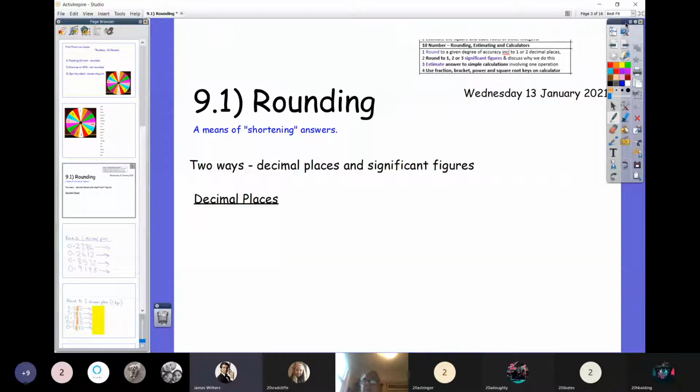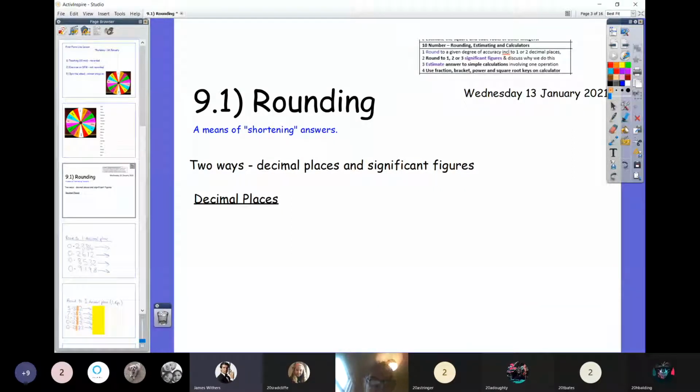We're going to be rounding to 1 or 2 decimal places. There are 2 ways that we can round. Today we will be focusing on decimal places, and next lesson we will look at another way of rounding, which is called significant figures. But today we're looking at decimal places. So if you could put down a subtitle of decimal places, we will typically be asked to round to either 1 decimal place or 2 decimal places.